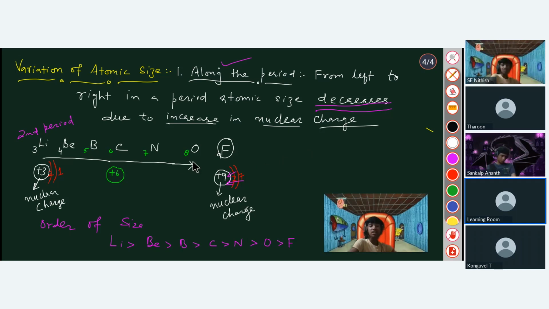You have to just remember that from left to right in a period, atomic size decreases due to increase in nuclear charge. Now, when we talk of a group, from top to bottom in a group, atomic size will increase. I will write that on the next page. First, write down this.